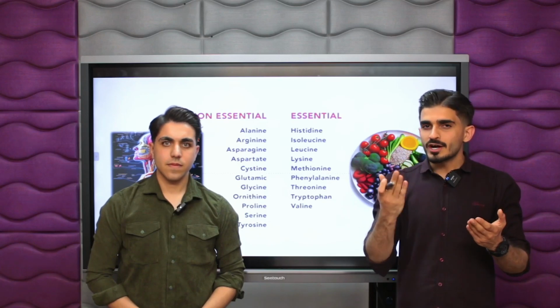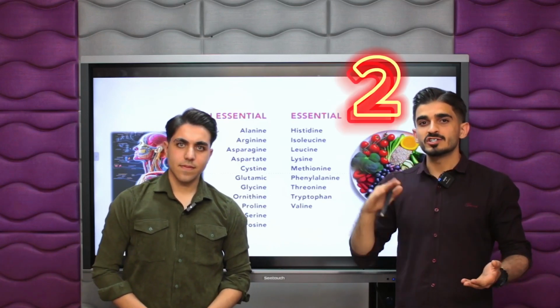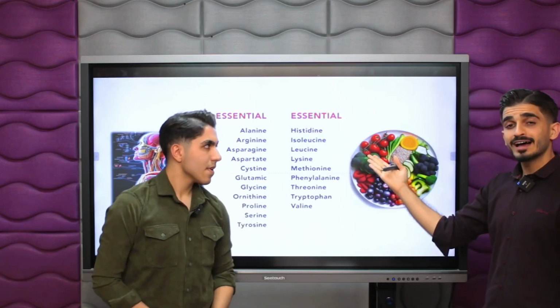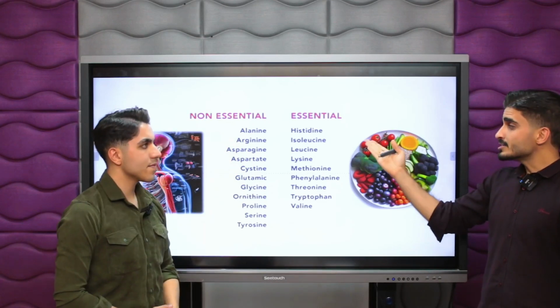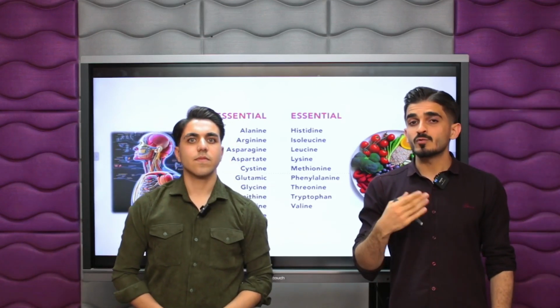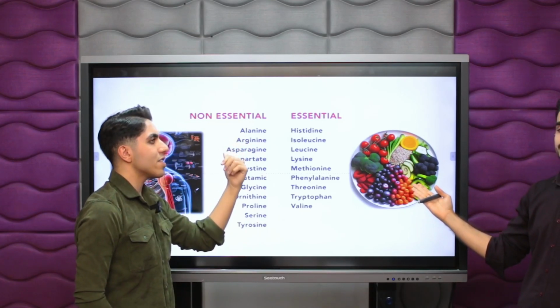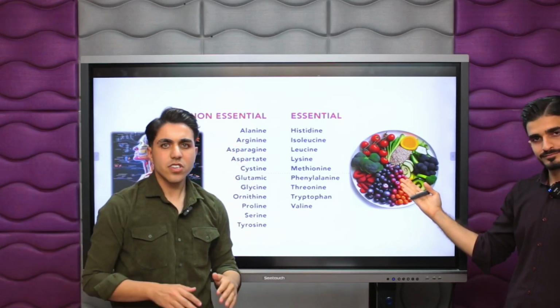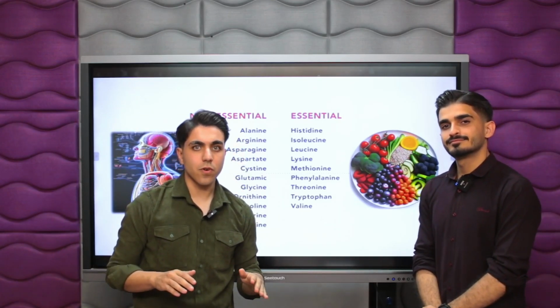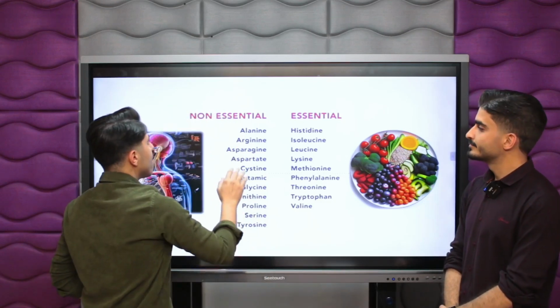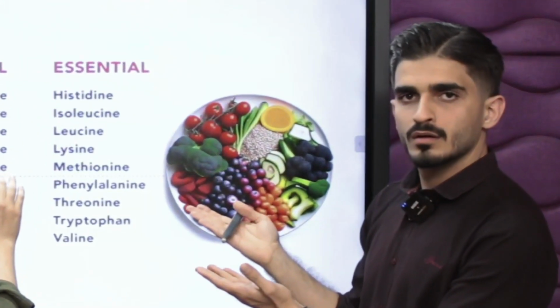Amino acids are divided into two categories based on their necessity: essential and non-essential. Essential amino acids are those that we obtain through food. And non-essential amino acids are those that the body can synthesize on its own, so there is no need to consume them through food. Here, all the non-essential and essential amino acids are listed.